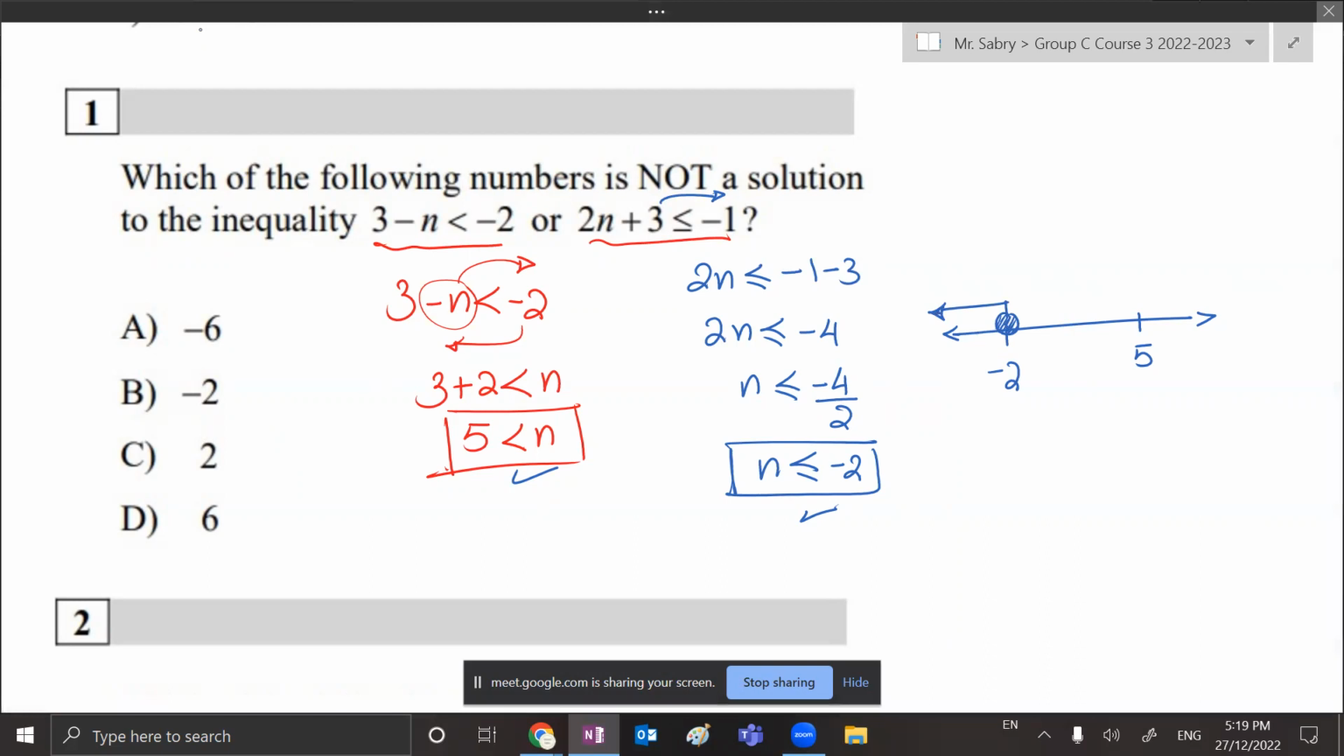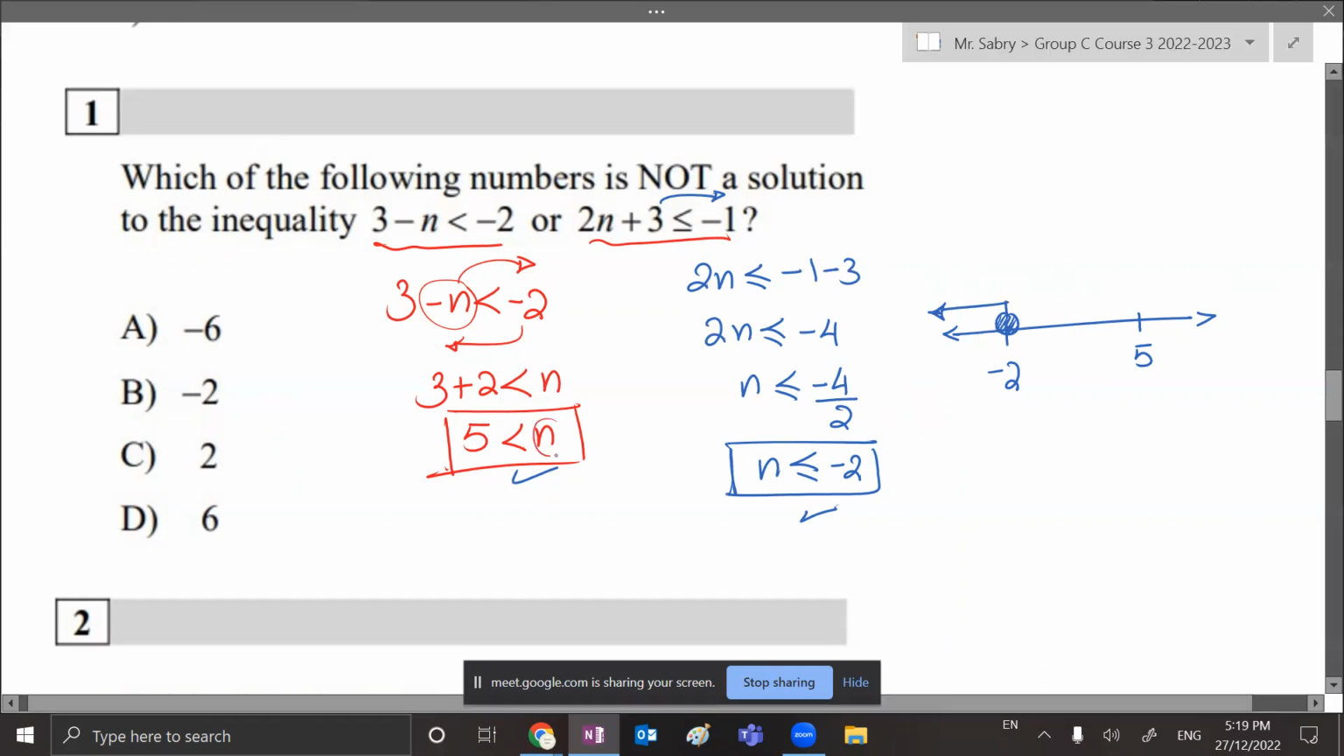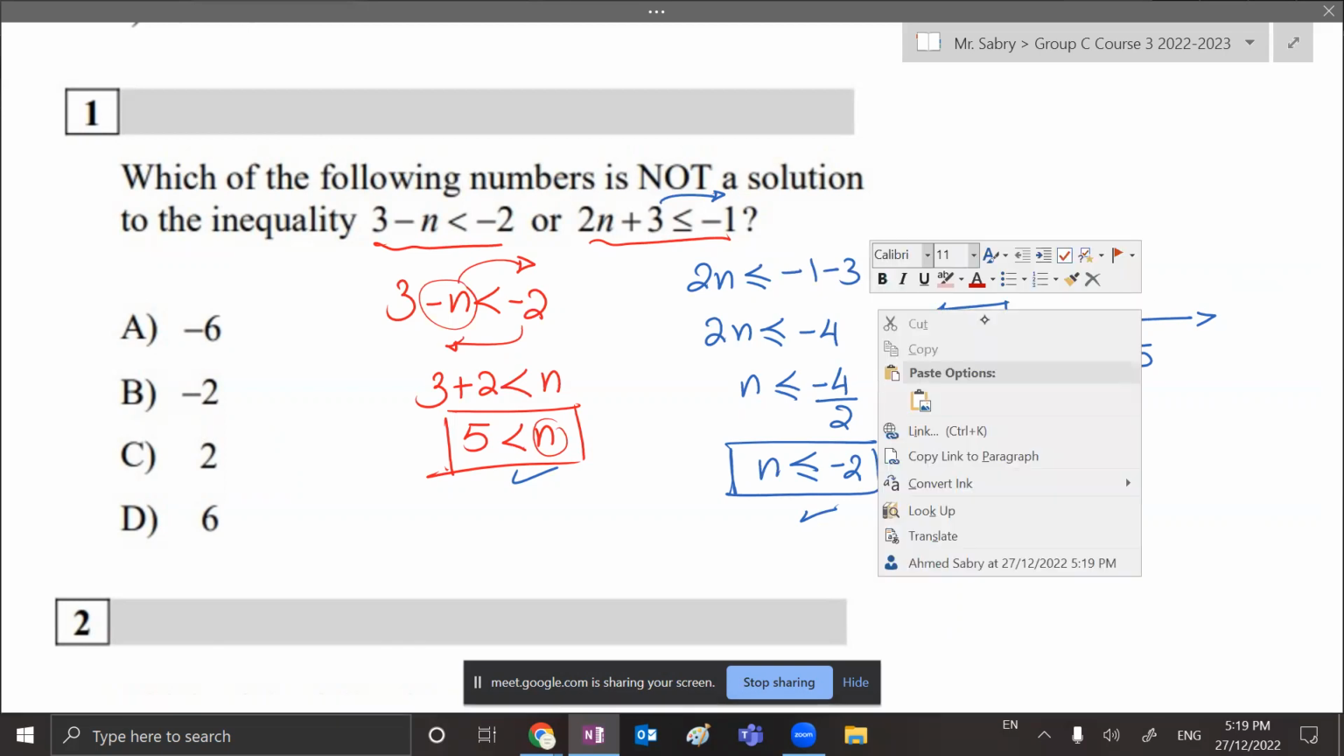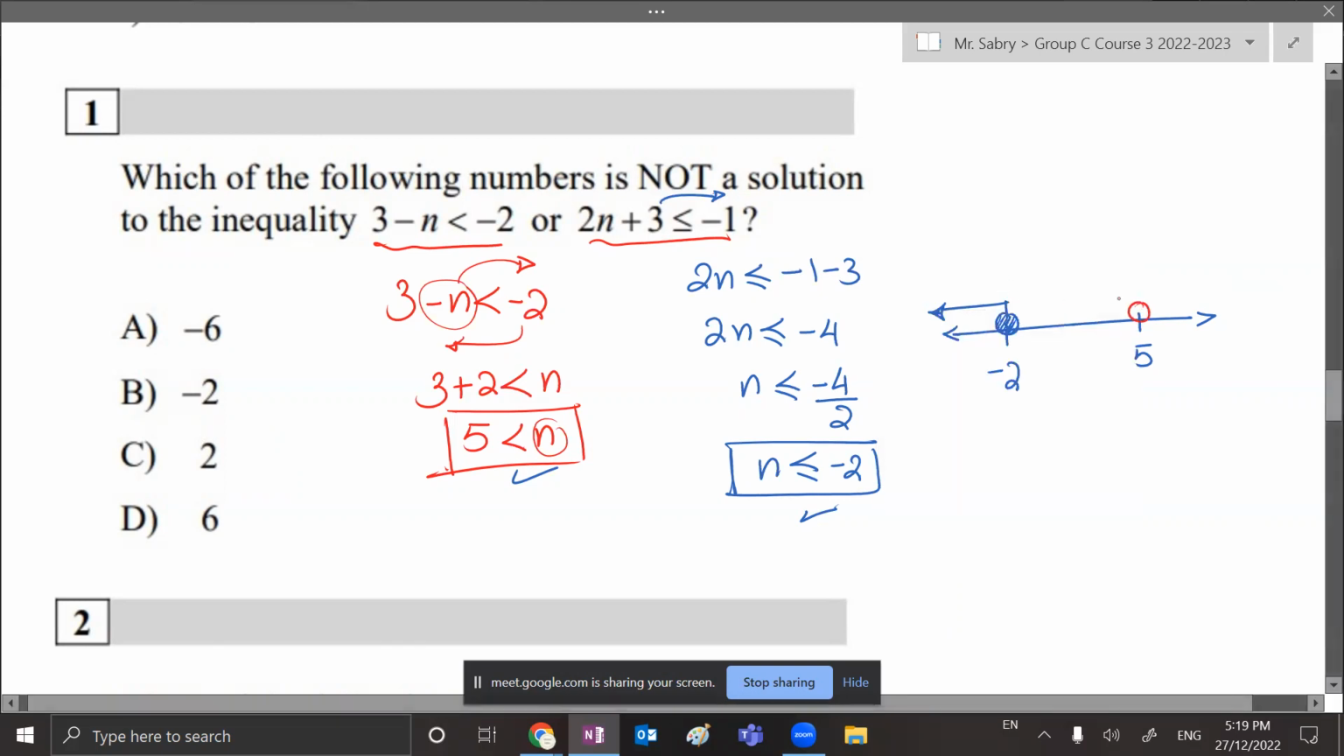While if we're talking about the other one, the red one, n here is bigger than 5. So I should go to the 5 and put an open circle because it's not or equal, it's just bigger than. And since it's bigger, then I go to the right side. So now my answers are on both sides this way. Any number that's bigger than 5 is part of the solution.